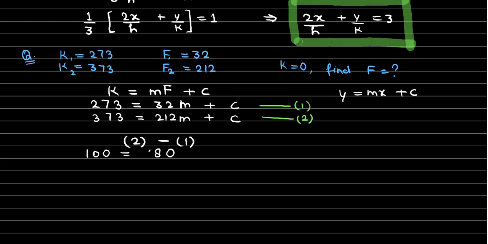So the advantage is I can clearly get the value of m very directly. 100 over 180, that is 5/9. So the slope of this line is going to be 5/9. But we are not done here. We have to find the value of c also. What is going to be this constant?